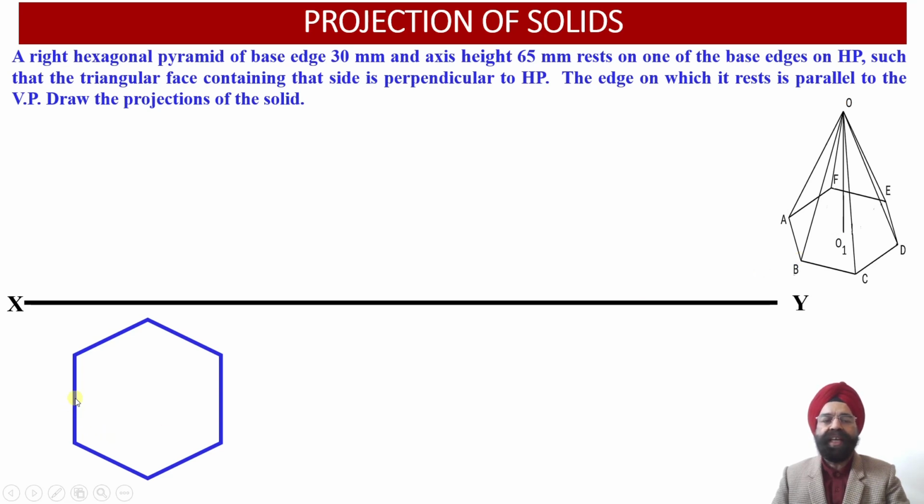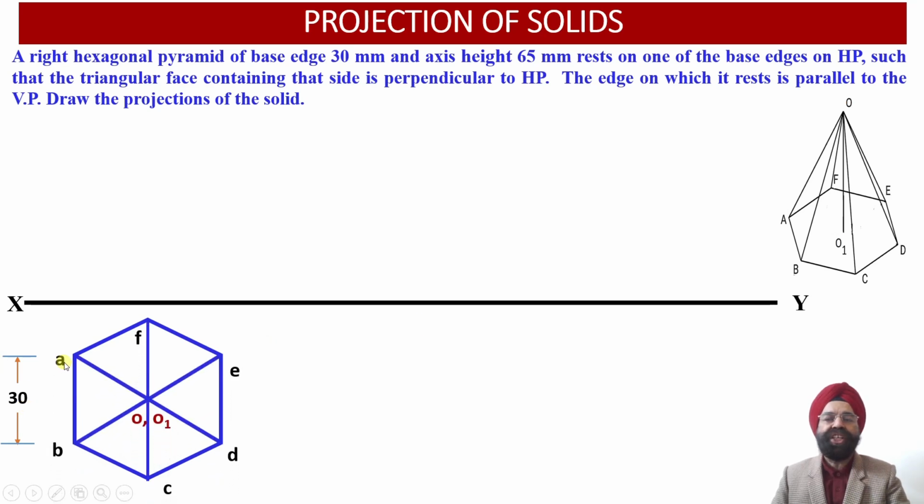Now we have to draw the hexagonal projections of this pyramid on the horizontal plane, that is below the XY reference line. The edge of the hexagon, we have been provided, is equal to 30 millimeter. Now in order to obtain the axis point, we have to join the diagonals AD, BE and CF. Wherever these three diagonals intersect with each other, we obtain the axis points O and O1.